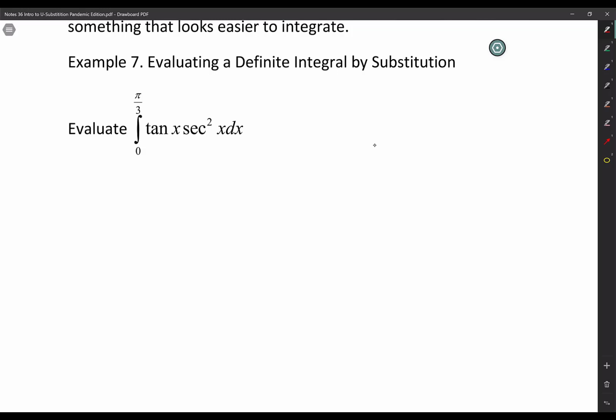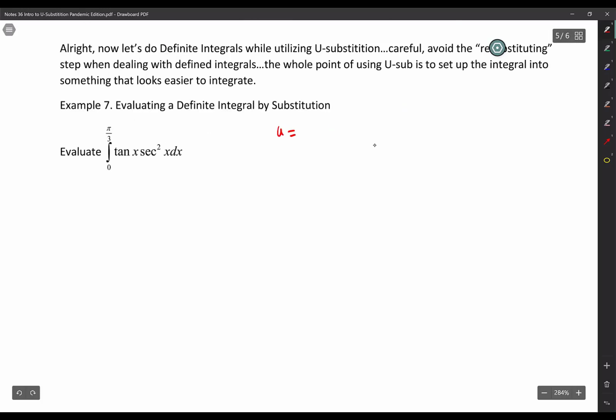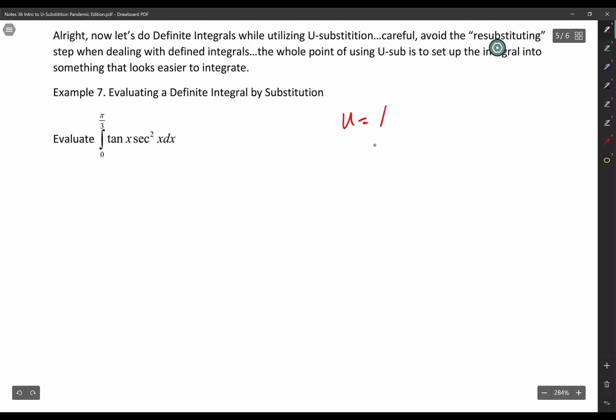Do you make u equals tan? What's the derivative of tan? Oh, perfect. There it is. It actually would have worked both ways too, by the way. I think yours is better though. So u is equal to tan x. So du, the derivative of tan, we said that it was secant squared x dx, and look at that, secant squared x dx.